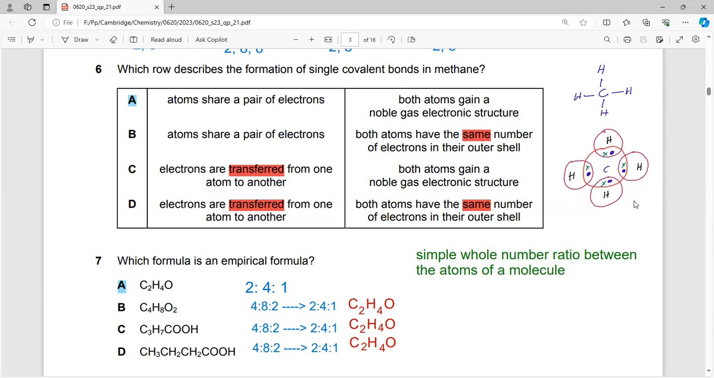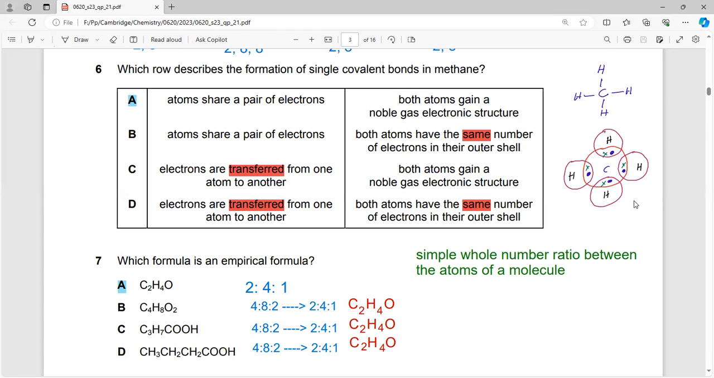So both are completing their outermost shell, and they have the nearest noble gas electronic configuration. Now let's check option A. The atoms share a pair of electrons. It is correct. Both atoms gain the noble gas electronic configuration. Yes, it is correct, so option A is correct here. Now B: the atoms share a pair of electrons. It is correct. Both atoms have the same number of electrons in their outermost shell. This is wrong, because hydrogen has 2, while carbon has 8. So that's why it is the wrong option.